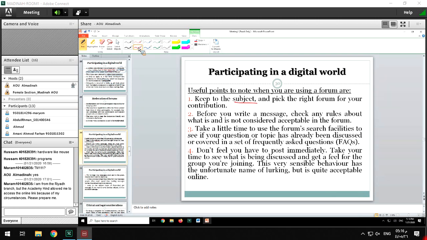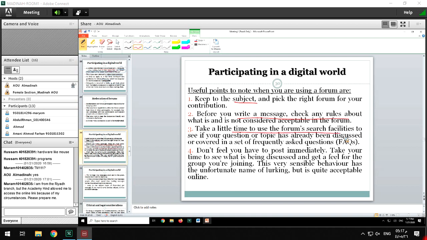For example, if you want to discuss something about football, you choose a forum where football discussion is going on, or where the discussion of football will happen. You don't choose a forum on, let's say, current technologies and there talk about football or sports. So keep to the subject and choose the forum where you can contribute something. Before you write a message, check any rules about how to write messages in this forum. If there is any rule in the forum, take a little time to use the forum search facilities to see if your question or topic is already being discussed.